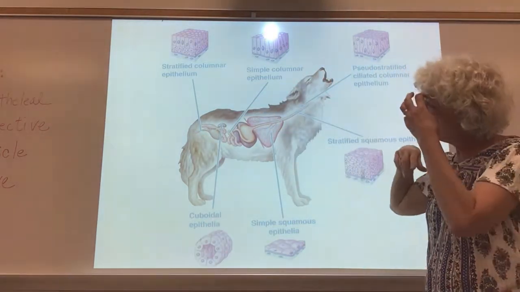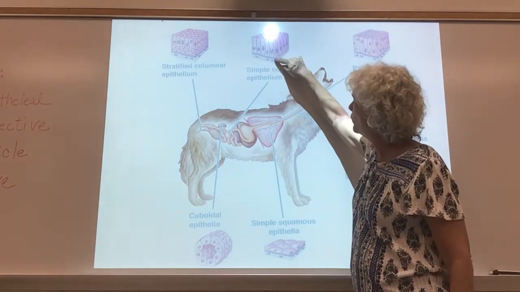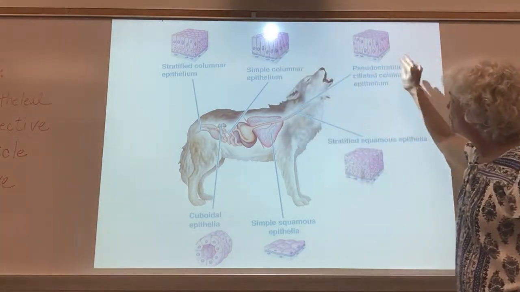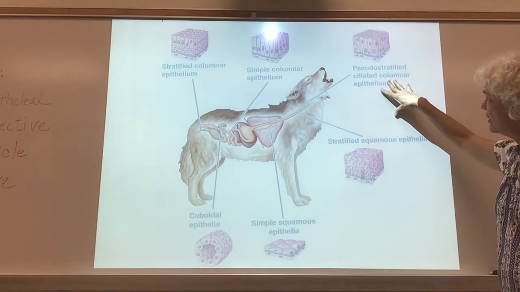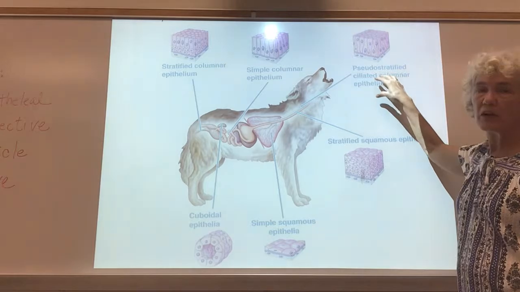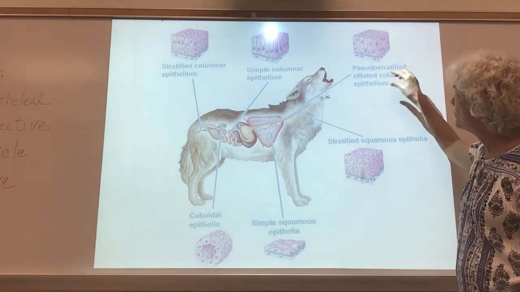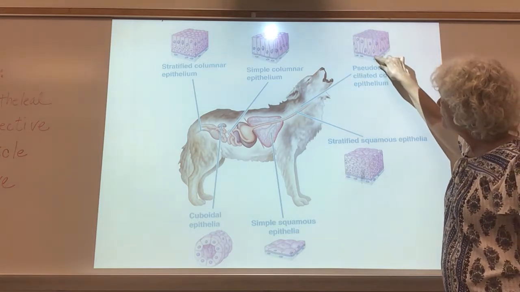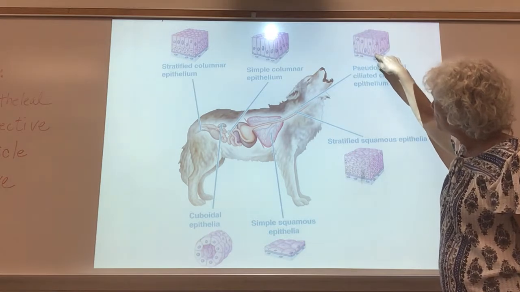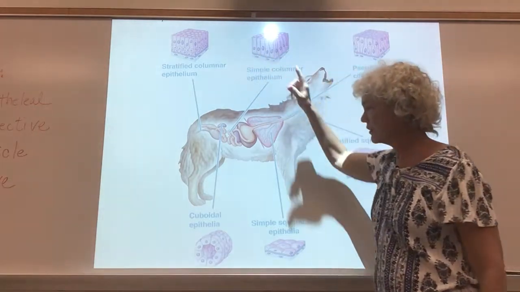Simple columnar, these are just cells that are long and thin, all right, usually for absorbing water. These cells, pseudostratified ciliated columnar epithelial. This might be part of your trachea. The cilia are to help keep dust and things like that out of your trachea, for example. This is pseudostratified because they really are long columnar cells, but their nuclei aren't in one location or aren't in one layer like they are over here.